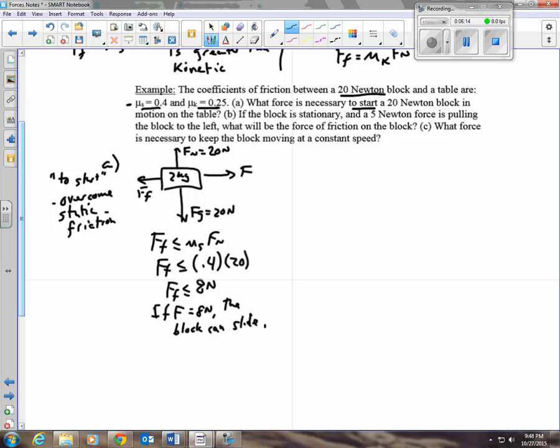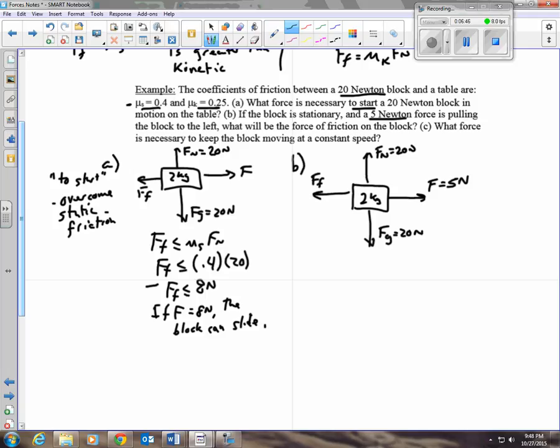So if I tried pulling with a force of 5, like it says here in part B, what's going to happen? Well, we know it's not going to move. So we have 2 kilograms. We have Fg, which is 20 newtons. Fn is 20 newtons. Pulling it this way, a force of 5 newtons. Now we know, we figured out back here, that it has to be at least 8 to make it slide. So what's the force of friction going to be?